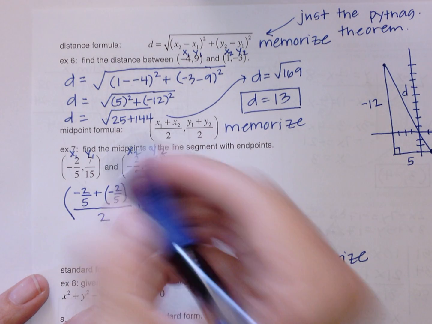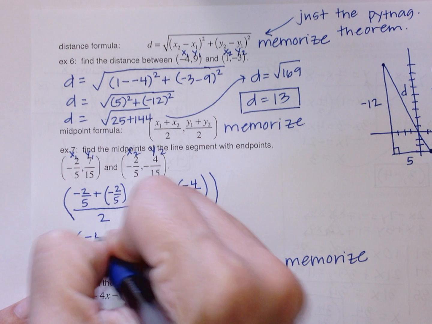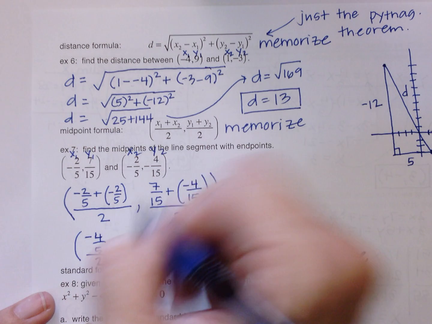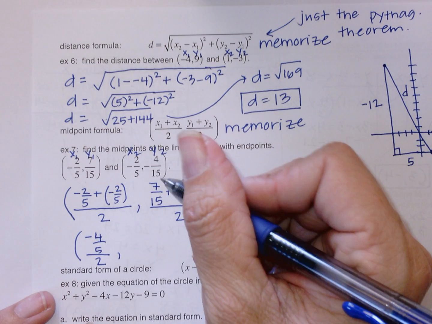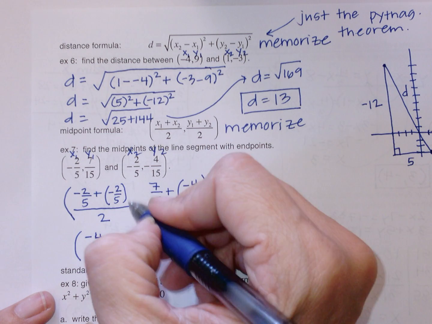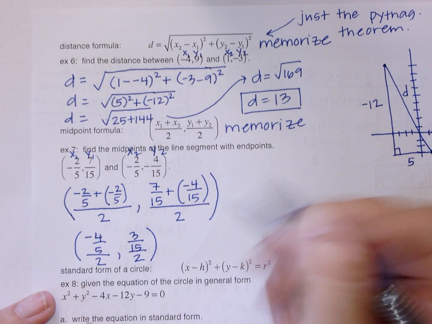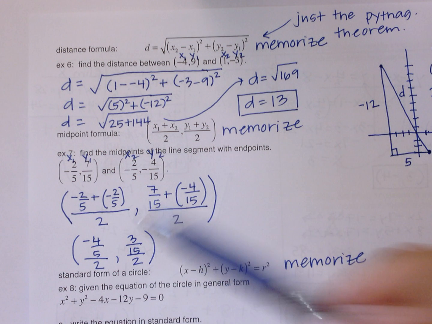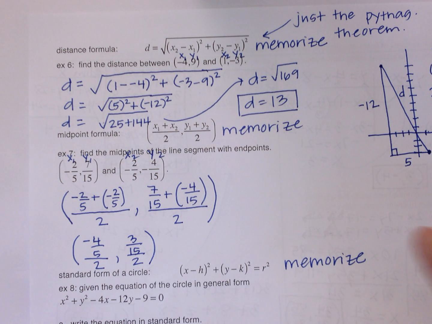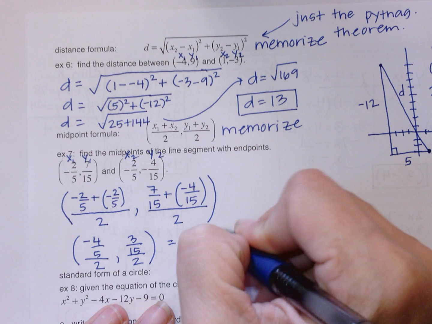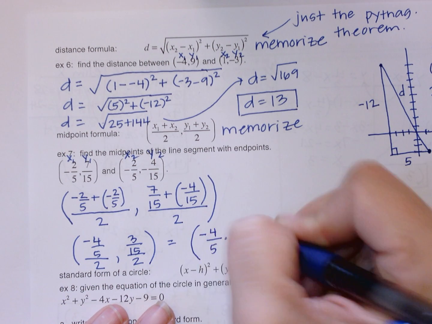Negative 2/5 plus negative 2/5 is negative 4/5, but it's still being divided by 2 because it's a midpoint. And then this one's going to be 3/15 divided by 2. So if you want, you can reduce that 3/15 to 1/5 at this point, or you can do it later. It's up to you.